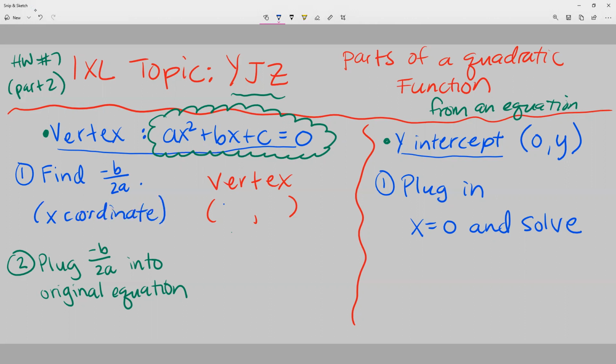So this ends up being x. Let's write it x. The second step then is to take the number you just got, this x coordinate, and plug it into the original equation. So go back up here to what I highlighted in green, and plug that x coordinate back in, and then solve for whatever's left. And whatever that answer is ends up being the y of your vertex. So remember, this is the highest or the lowest point of your parabola, just depending on which way it's flipped around.